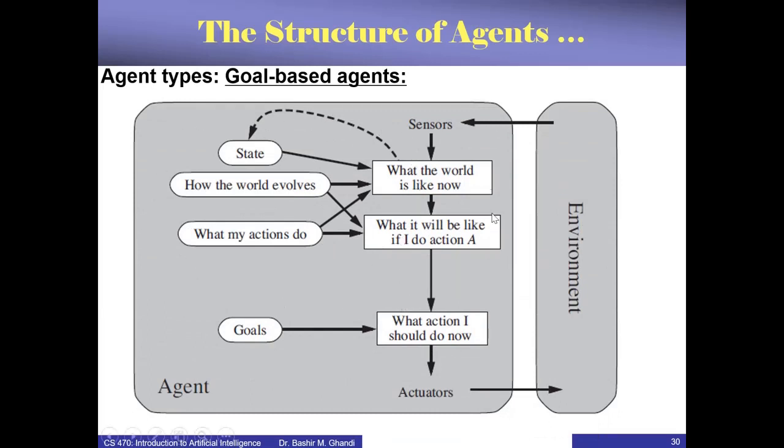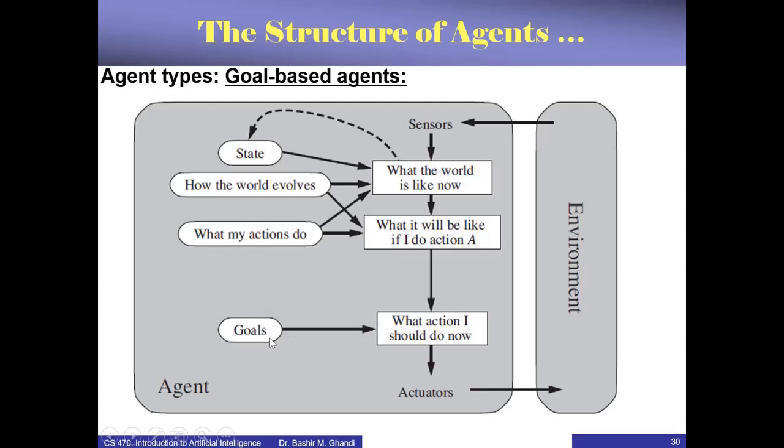Almost all of these are the same, like the goal-based and the model-based reflex agents. We still need some knowledge of how the world evolves and what my actions do. So all of this will allow the agent to learn what the world is like now, and now it needs to also ask what it will be like if I do action A. So based on this, it will now also consult the goals process.